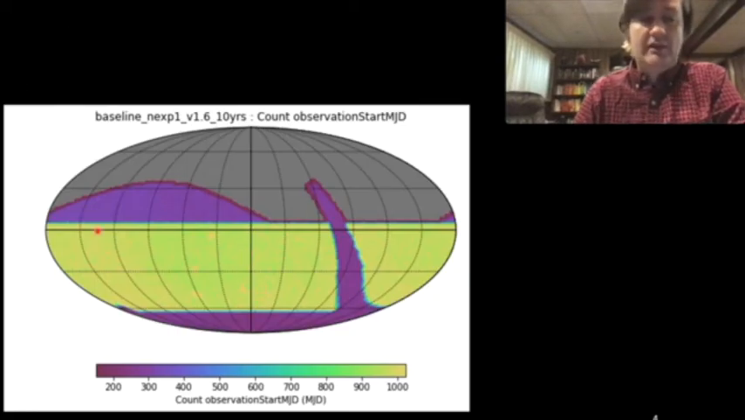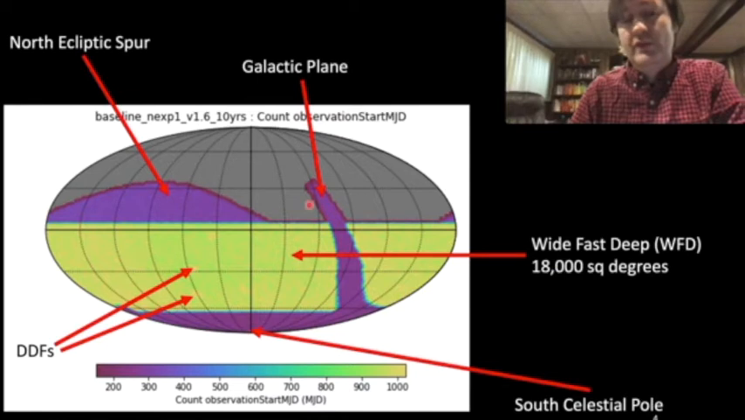Here's what we would like the final survey to look like. You can see this big yellow region is what we call the wide, fast, deep, or that 18,000 square degrees. And so our goal is to have a scheduler that will give us this survey, with these different regions. You can see we've got the wide, fast, deep. We extend up to the north to get the north ecliptic spur. So this is for solar system objects.